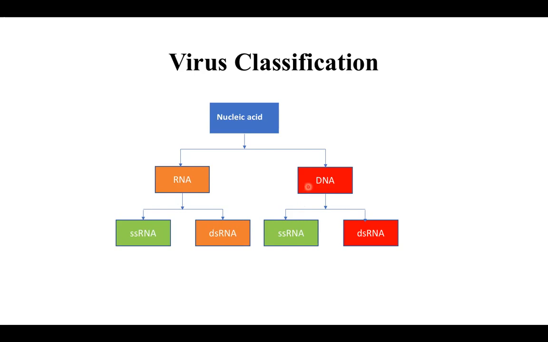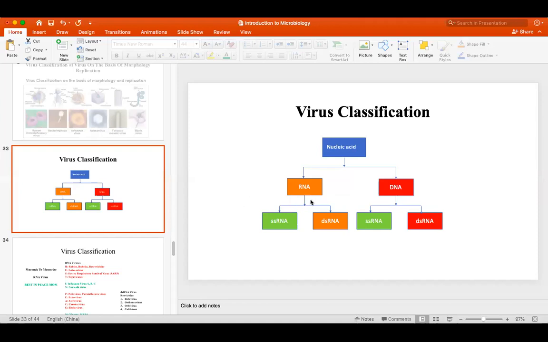Similarly, the DNA viruses are also further subclassified based on the number of DNA strands. Those viruses which possess a single strand of DNA are known as single-stranded DNA viruses. Those which possess double strands of DNA are known as double-stranded DNA viruses.